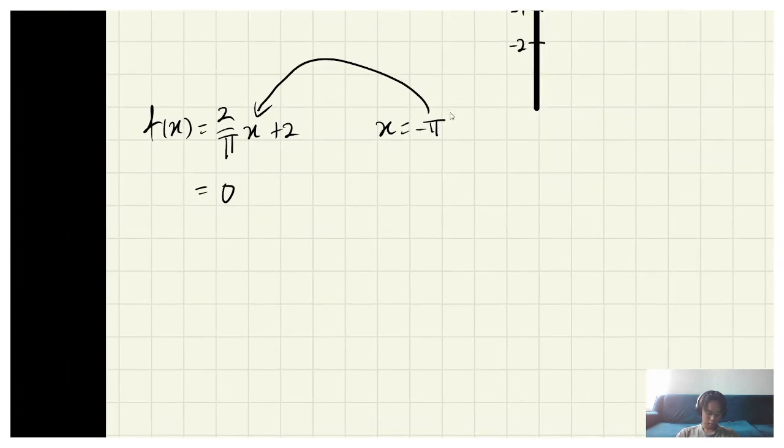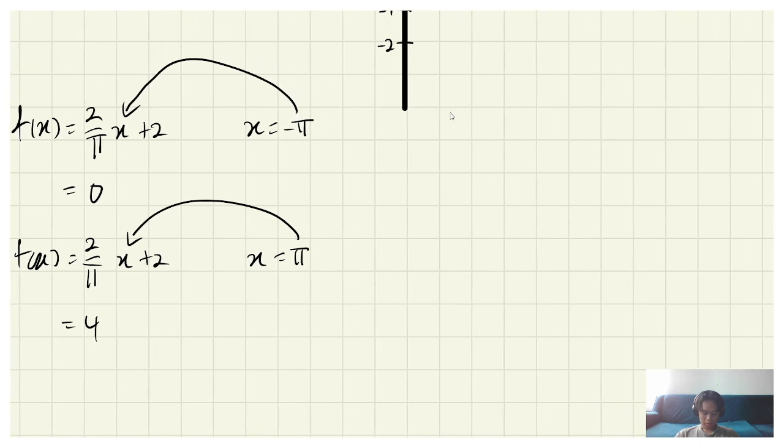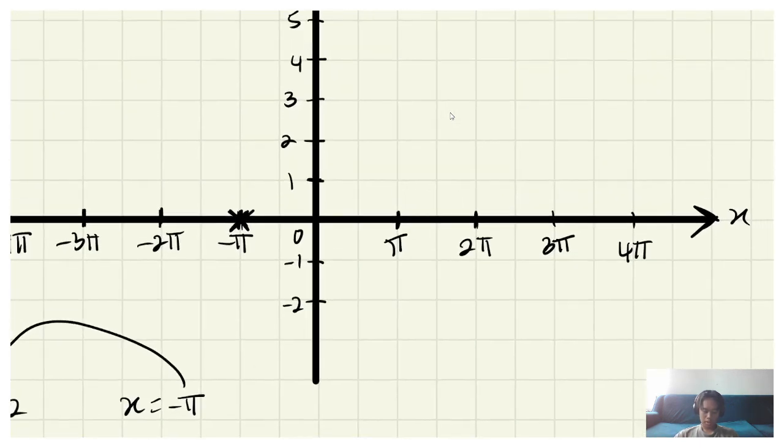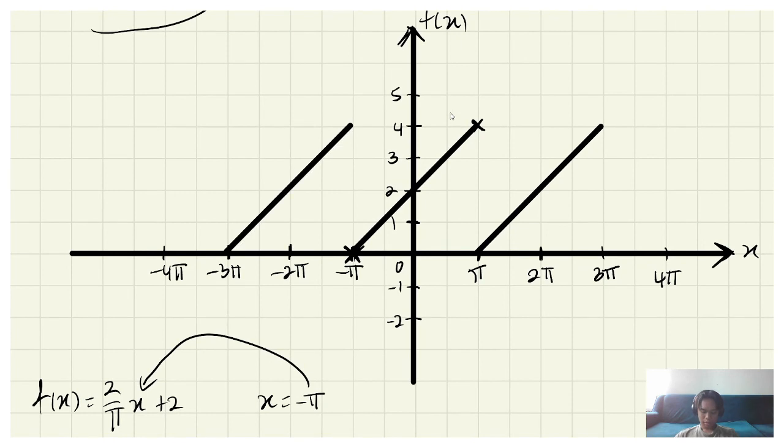And the second mark, the x is pi, and this pi is substituted into x. Then the answer of f(x) is 4. So f(x) is 4 and x is pi. The mark will be here. So I will make a straight line from this mark to the second mark like this, and then repeat it to the right side and the left side like this.